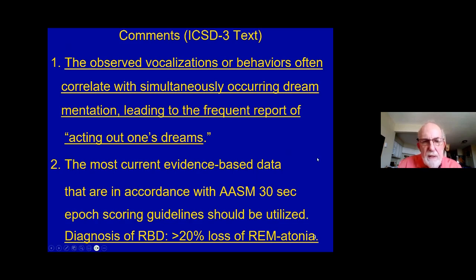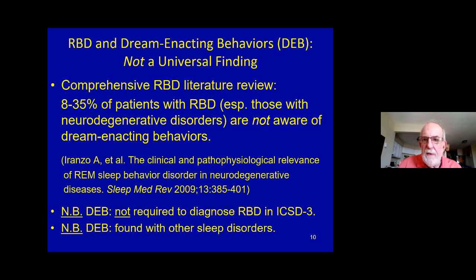Various comments in the diagnostic classification. The observed vocalizations or behaviors often correlate with simultaneously occurring dream mentation, leading to the frequent report of, quote, acting out one's dreams. Secondly, the most current evidence-based data that are in accordance with the American Academy of Sleep Medicine 30-second epoch scoring guidelines should be utilized. And to diagnose RBD, you need a minimum of 20% loss of REM atonia, and often with patients it is far more than 20%.